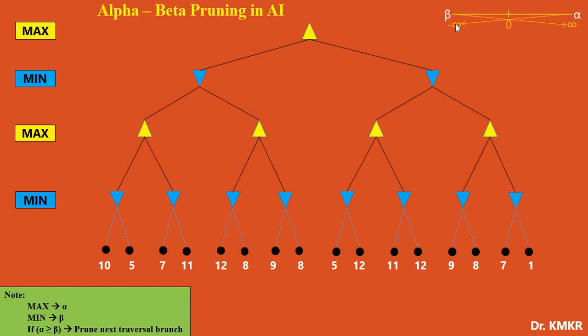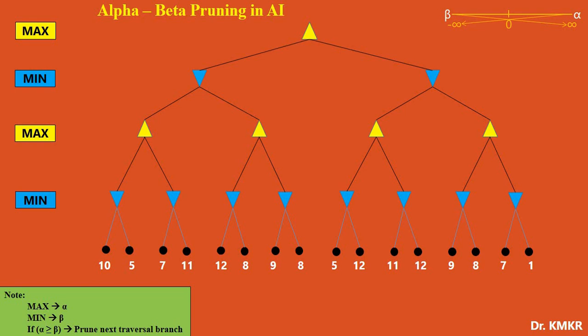And apart from this, there are a few key points. The main condition required for alpha beta pruning is alpha greater than or equal to beta, which has been highlighted at the bottom of this screen. If alpha is greater than beta, prune the next traversal branch. The maximizer player will always update the value of alpha, and the minimizer player will always update the value of beta.